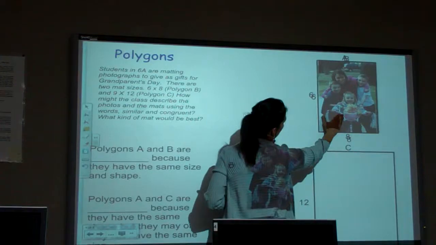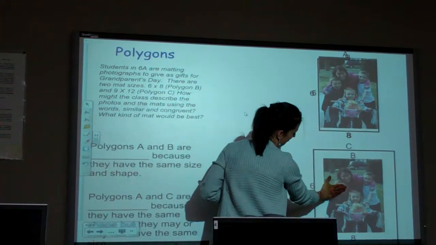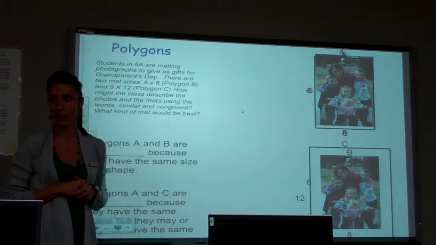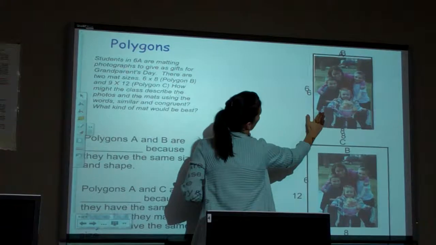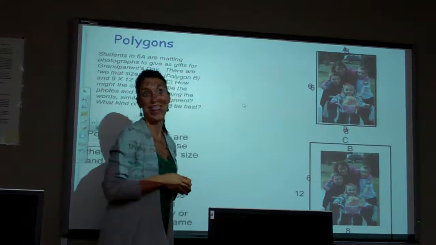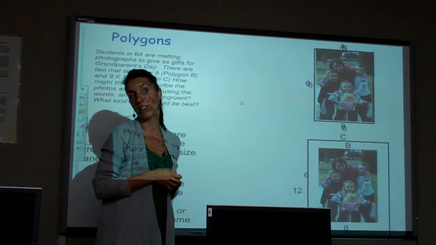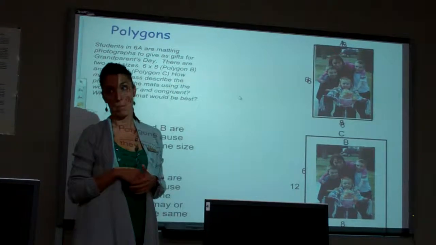What I thought they could do is ask them, do you think that mat would be best, or do you think this mat would be best? The bottom, C, or the top, A? A. Why? Because it's congruent. It is congruent. Do you think A would be best for a mat, or do you think a similar one that's larger would be better? Similar.